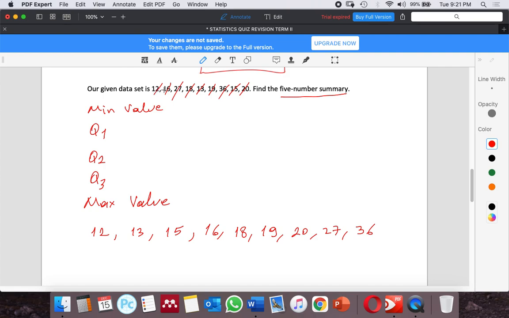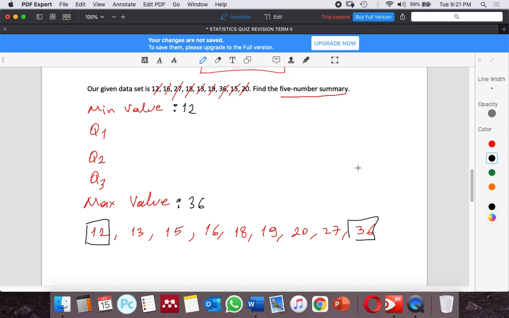To be sure, let's check: 1, 2, 3, 4, 5, 6, 7, 8, 9. Okay, when we find this one, you know that after this step the minimum value is 12. So we can say that the minimum value is 12 and the maximum value is 36, since we ordered it. Clear. Now how can we find Q1, Q2 and Q3?